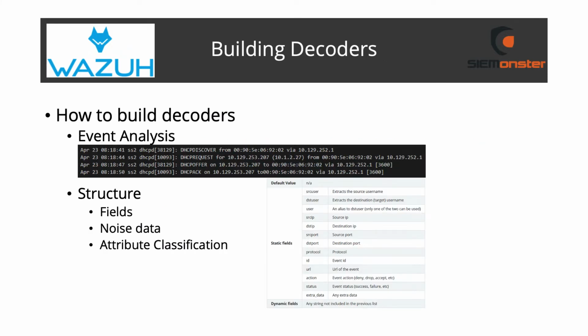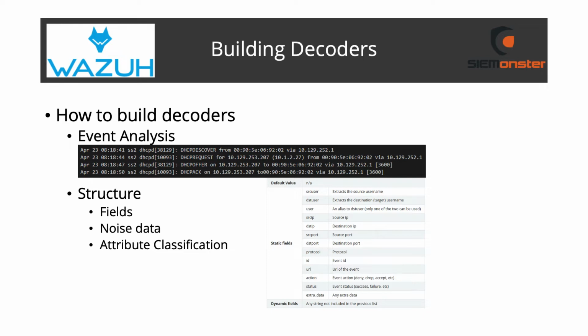So how to build decoders? As stated, you need to look at the event analysis. If you look at the example provided, this is the standard DHCP discover, request, offer, and ACK on a DHCPD service. The version doesn't matter at this point in time.